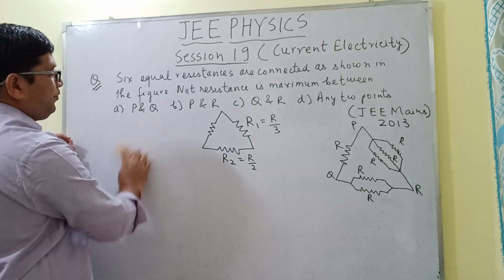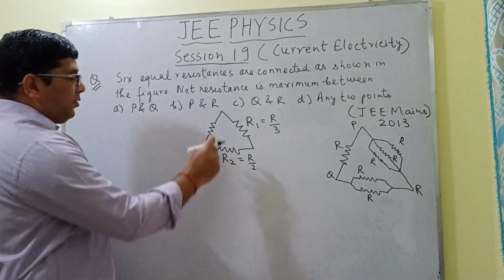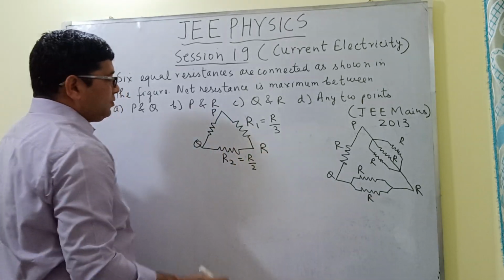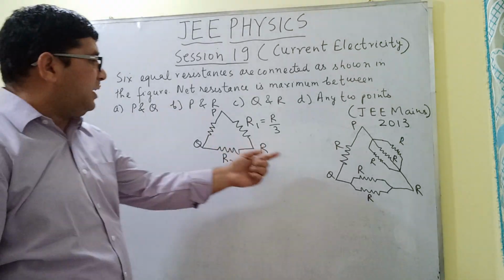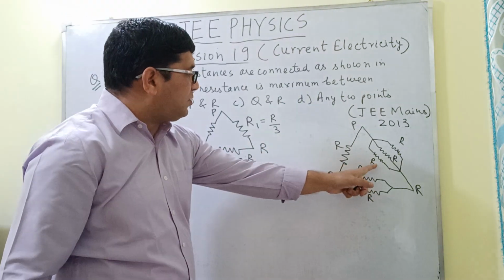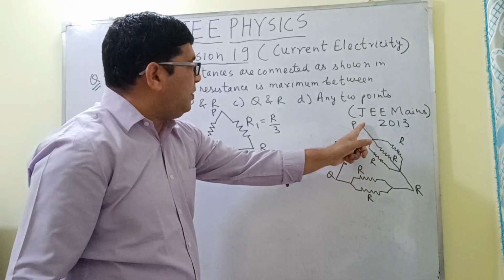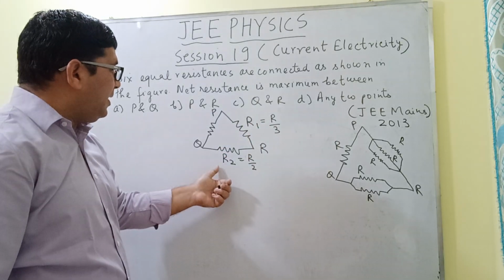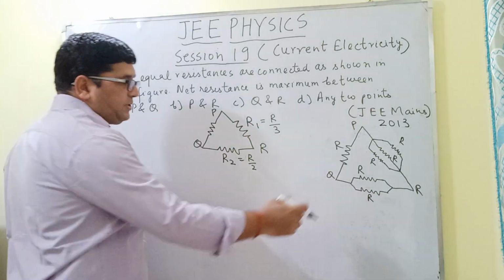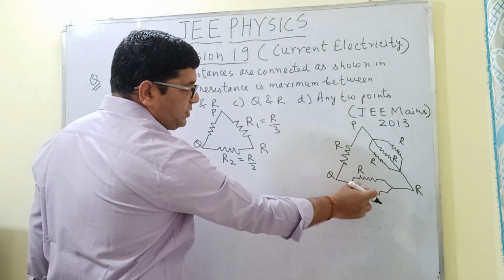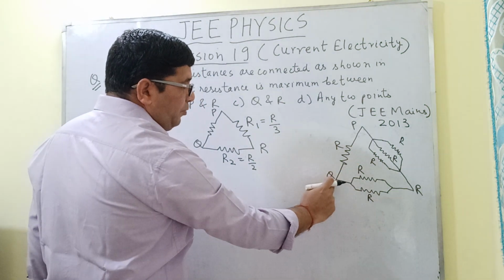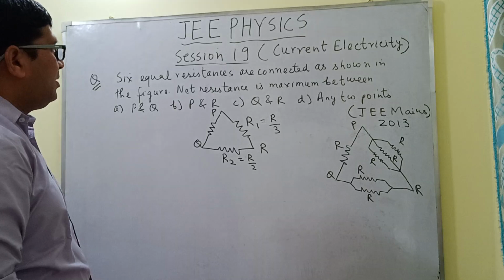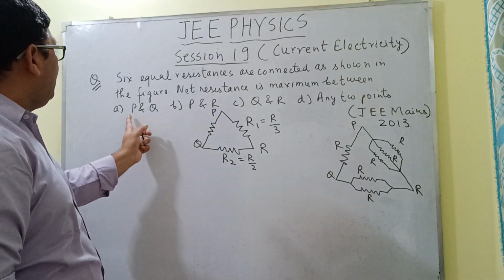Okay, so I have drawn this figure. This is the point P, this is the point Q, and this is the point R. So I have drawn this figure in which I have taken the equivalent resistance of these three resistors between the point P and R, which is equal to R by 3, and I have taken the equivalent resistance of these two resistors which are connected between the point Q and R, which is equal to R by 2. Now we have to find the net resistance between the points P and Q.